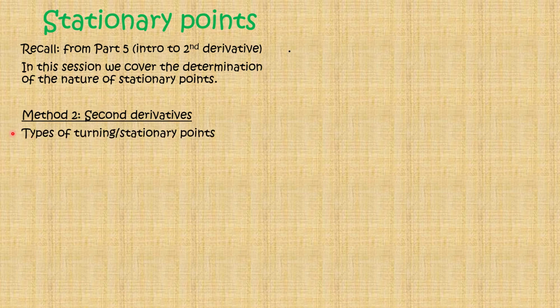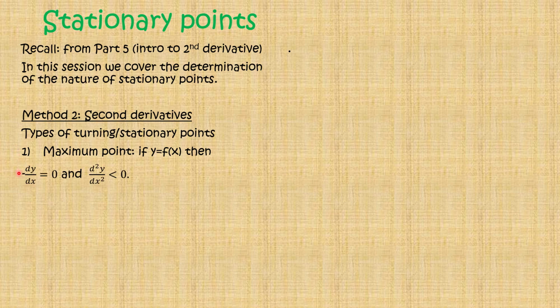When it comes to the types of turning or stationary points, we have the maximum point. As you may recall, if we have the curve y is equal to f of x, and the first derivative, dy/dx, is equal to 0, and the second derivative is less than 0, then it means we have a maximum point at that particular point. So take note, for a maximum point, the second derivative has to be less than 0, and at the same time, the first derivative must be equal to 0.